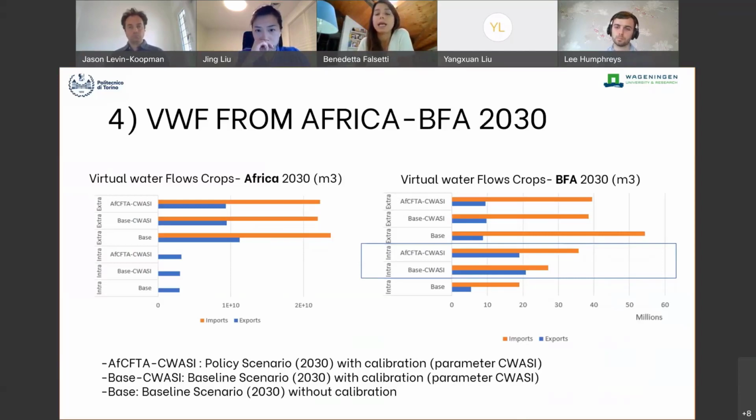And the African Continental Free Trade Area scenario seems to reduce a bit the exported flows and to increase a little the imported flow compared to the baseline calibration. If we look at the intra level under the policy scenario, imports will increase and exports will decrease slightly compared to the calibrated baseline.